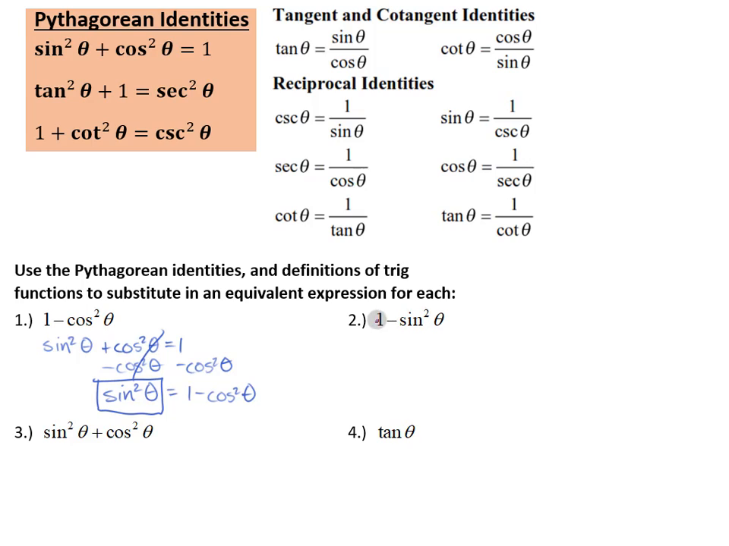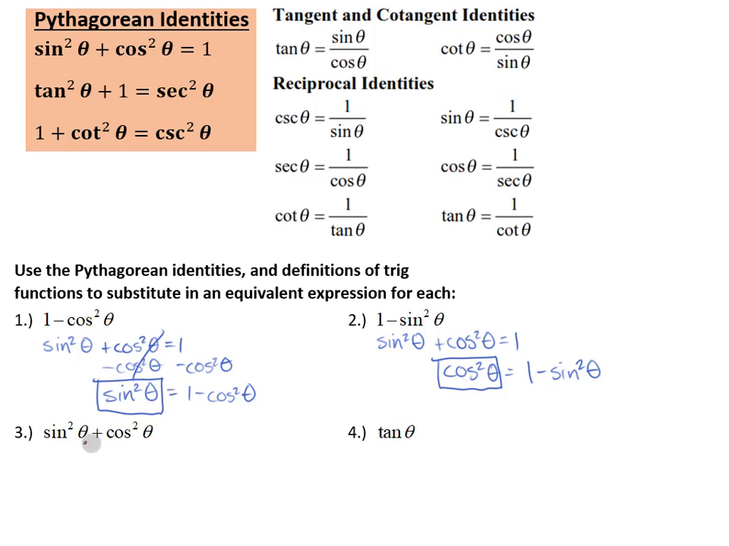Okay, here's number 2. See if you can figure out number 2. Go ahead and pause the video. Okay, and you should have come up with that's equal to cosine squared of theta. Again, taking our original Pythagorean identity, we see a sine squared and a 1. How can I make it look like that? Subtract sine squared over. So 1 minus sine squared of theta equals cosine squared of theta. So our answer there would be cosine squared of theta.